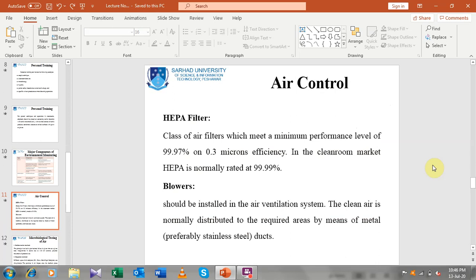After that, I have discussed in detail about the air control that we have discussed in the previous lecture, as well as what is the role of air control, and the blowers, and I have told you about the HEPA filter that we have mentioned in the previous lecture more than once as well.